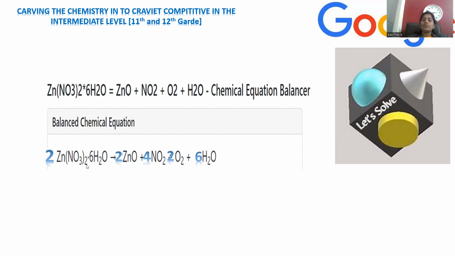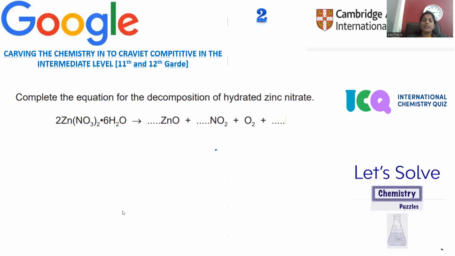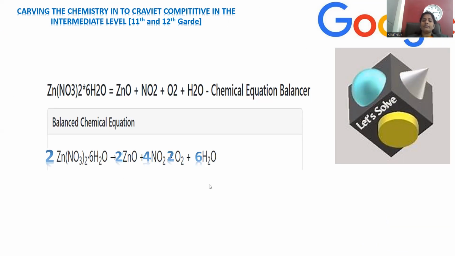Later on, count the hydrogens. One and only one element left is hydrogen only. 6 2s are 12 hydrogens are present, so that you can cancel out. So this is the way we balanced the equation. So the balanced equation we got over there. So for question number 2, the balanced equation is mentioned over here.